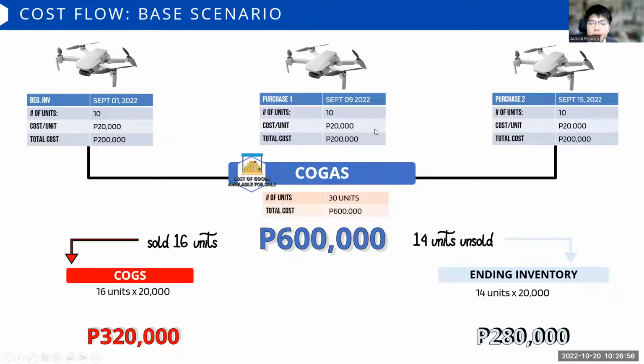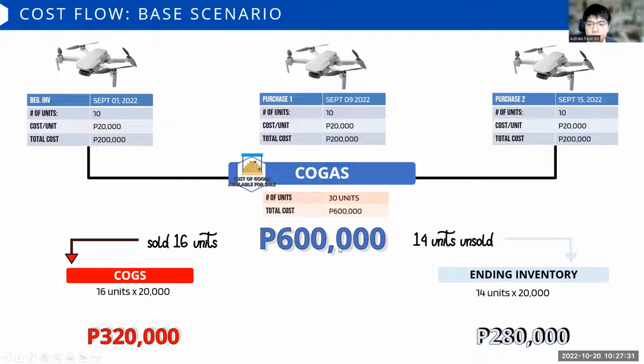So in essence, in terms of the cost flow assumptions, the very first thing that we wanted to answer was, bakit ba kailangan ng cost flow assumptions? And then, we proved this with the scenario na, honestly, hindi naman kailangan ng cost flow assumptions if your cost per unit remains the same every time you have a purchase. So as you can see, pare-pareho lang yung cost per unit nila. So when we have our cost of goods available for sale of 600,000, we just basically multiplied the 30 units or the quantity to the cost per unit of 20,000, right?